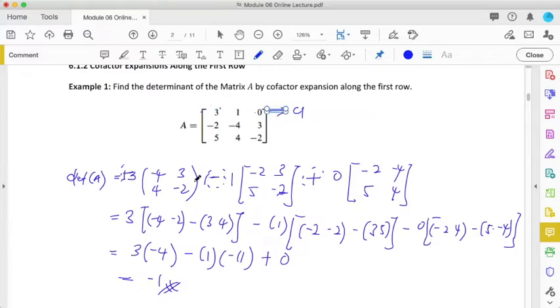So if you apply the same concepts, but you pick the second row, you should be able to get the same value, which is negative 1. And again, if you pick row 3, you should be able to get negative 1 as well. Okay, so this is one way how you can find a determinant. So you can use a cofactor expansion along the row. So it can be the first, the second, or the third row.